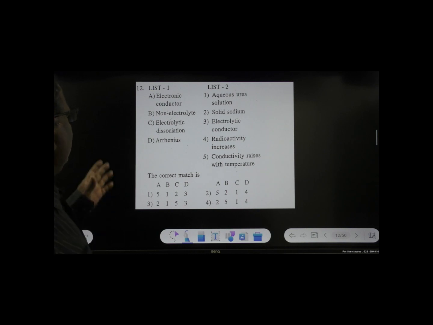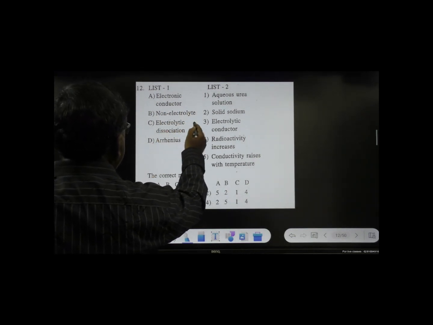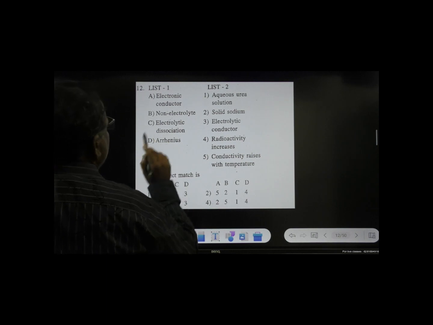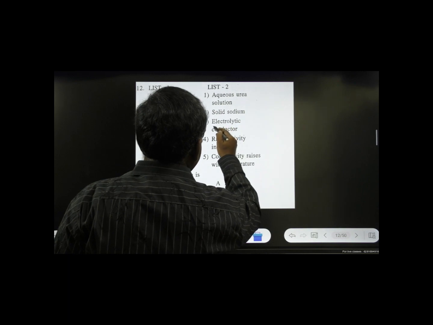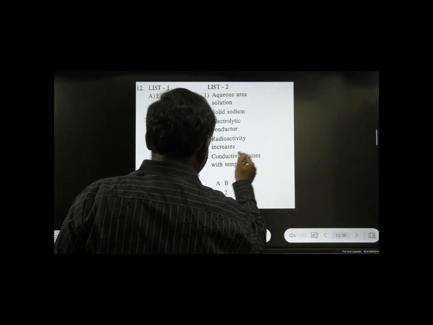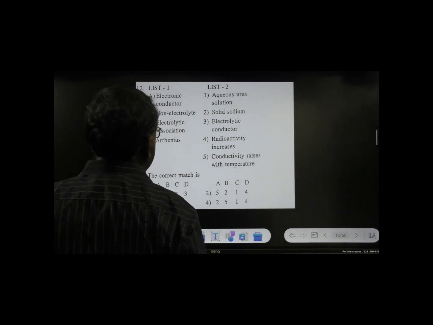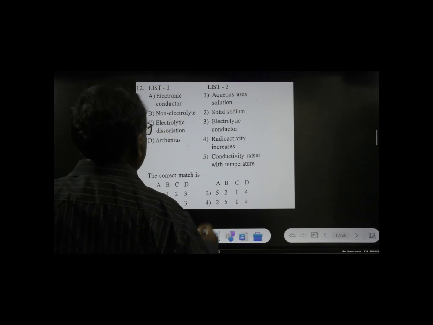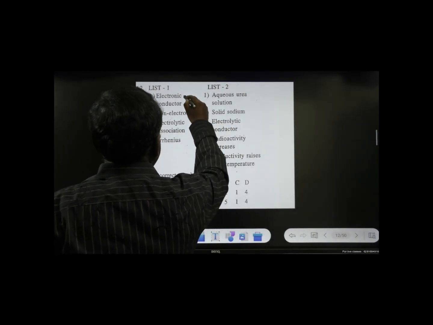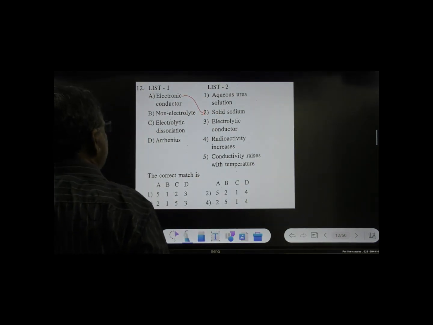Now, here a matching type question was given. In list 1 we have electronic conductor, non-electrolyte, electrolytic dissociation, Arrhenius theory. Then aqueous urea solution, solid sodium, electrolytic conductor, radioactivity increases, conductivity rises with temperature. Now electronic conductor. Electronic conductor means it should be a metal or graphite. So here graphite is not there, but metal is there.